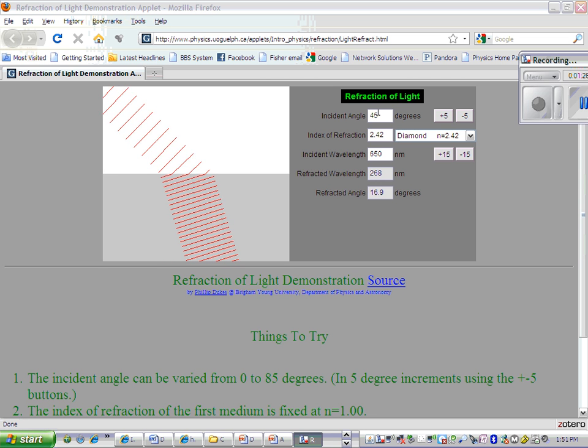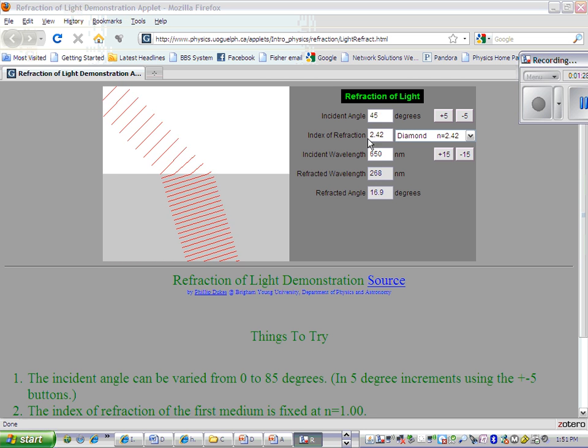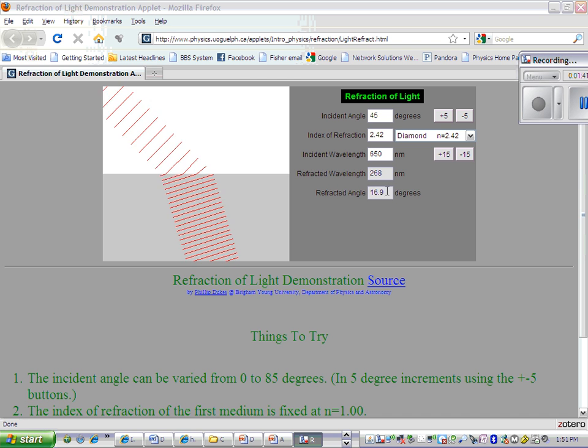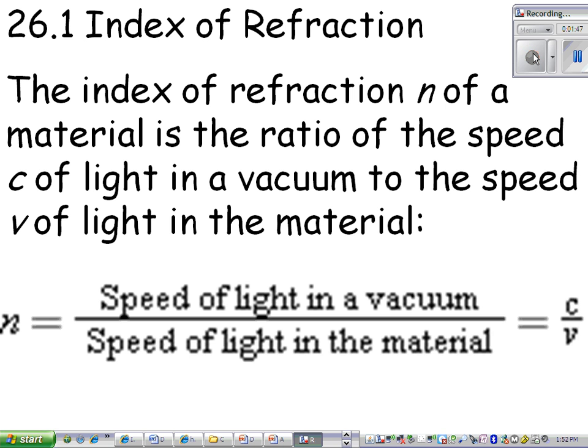Here you'll see incident angle, index of refraction, incident wavelength, and this is in nanometers. Nano means 10 to the negative 9th. Refractive wavelength here in nanometers, and the refracted angle. And there's a relationship between all of these different variables. It's called Snell's law. First, we're going to look at the definition of index of refraction.